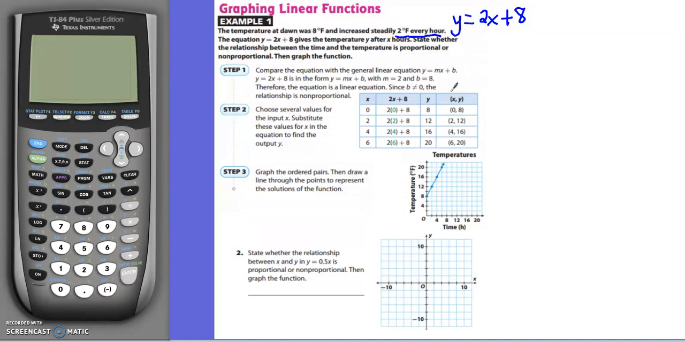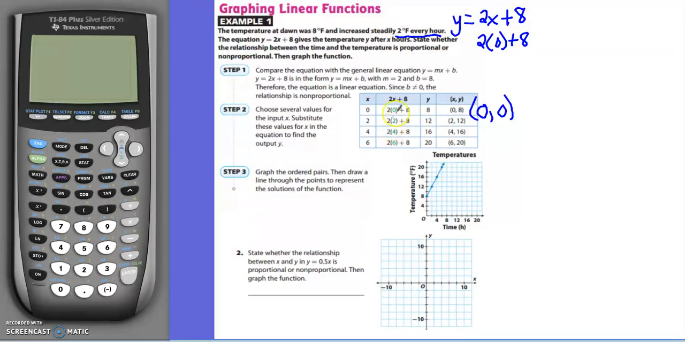So if we take the ordered pair 0, 2 times 0 is 0, 0 plus 8 is 8. Now, right there, this is a big indicator that this is not a proportional relationship. To be a proportional relationship, it has to pass through the origin, and this is not going to pass through the origin. Yes, it is a straight line, but it does not pass the origin.